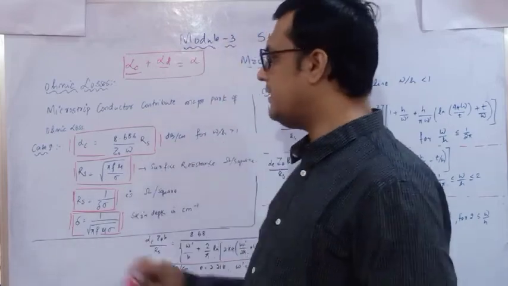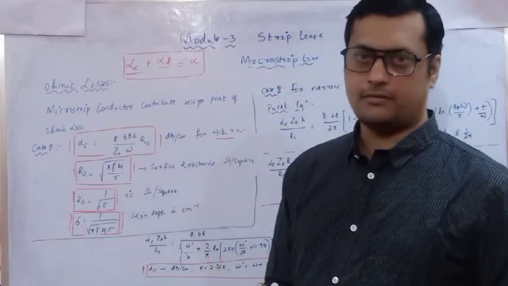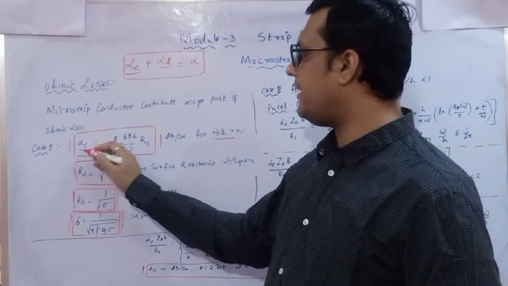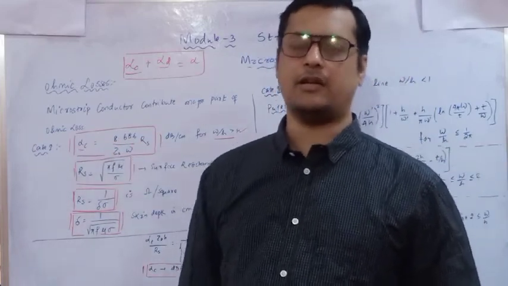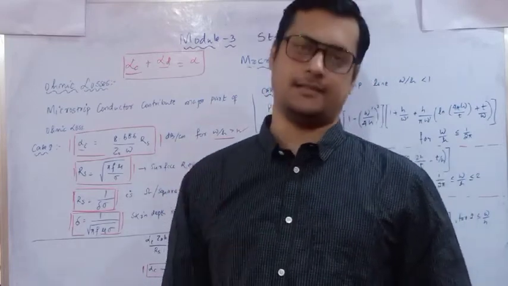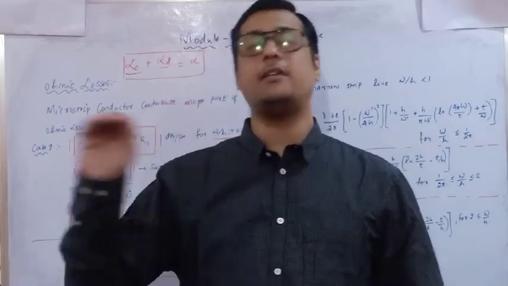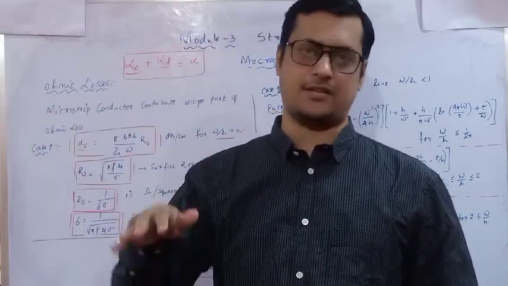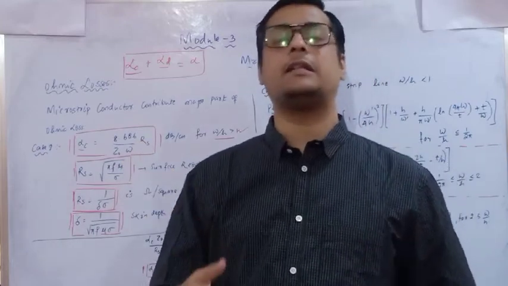So here you can see, if the W by H ratio is greater than 1, then your alpha C is equal to 8.686 divided by Z0 into W into RS. RS means the surface resistance. Surface resistance of what? Surface resistance of the thin metallic plate which is above the substrate. And that RS is basically related with the skin depth.